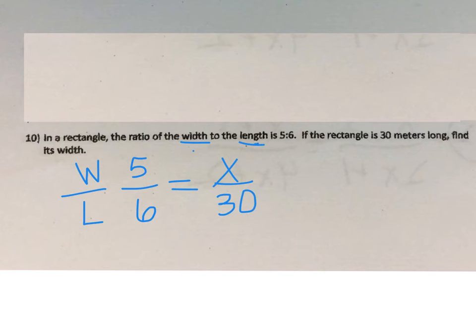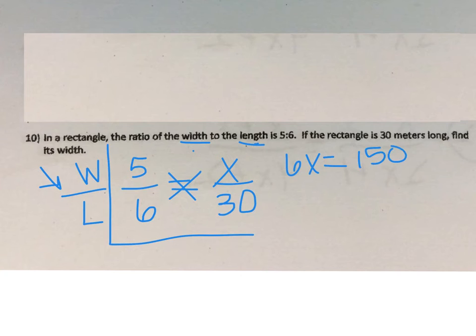So we've set up a proportion here. I just put the W and the L so we can know which one was the width and which was the length. So what we're going to do is say 6 times x because we're going to cross multiply. So 6x is equal to 5 times 30. So 6x is equal to 150. Divide both sides by 6. And 150 divided by 6, x is equal to 25.